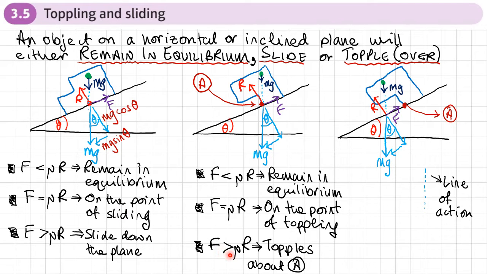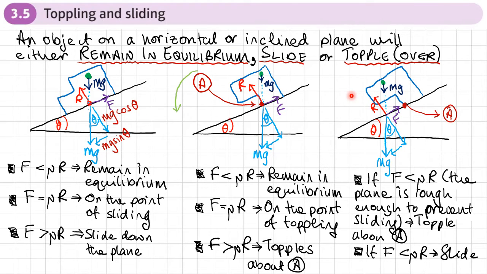And if F is greater than mu R, it's going to be toppling about the point A, this point A here. So you can imagine it starting to rotate in this direction, whereas with the previous one, it starts to slide down the plane. So one's sliding, the other one's toppling.